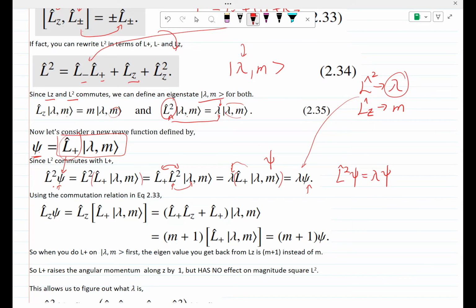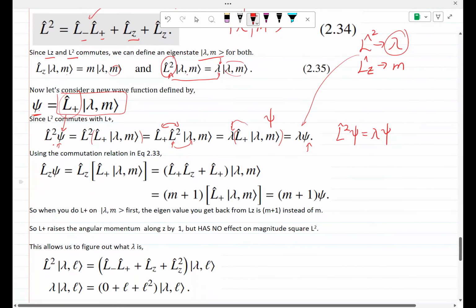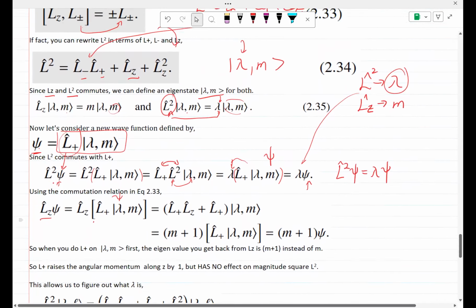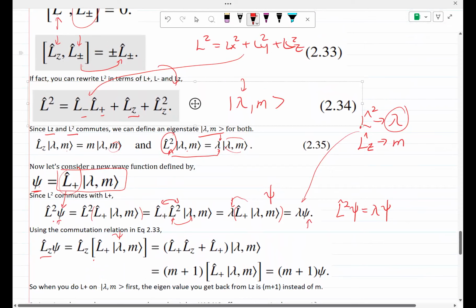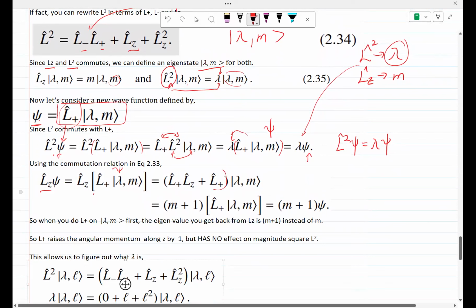Let's see what happens when we try to do this with LZ instead. Remember, LZ does not commute with L plus, and therefore we're going to have to deal with the commutation relations. If we stick in our psi once again, using the commutation relations up here, LZ with L plus just gives you an extra L plus. So that's where this extra L plus comes from. While you have an L plus here, you have an L plus here.